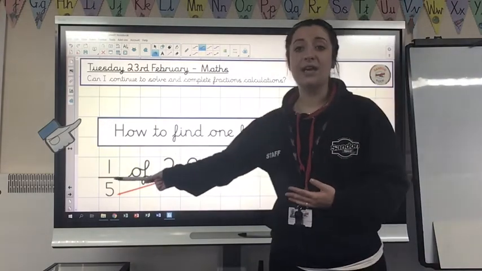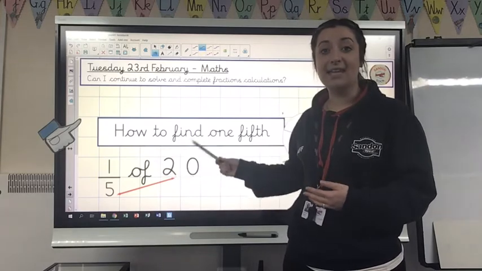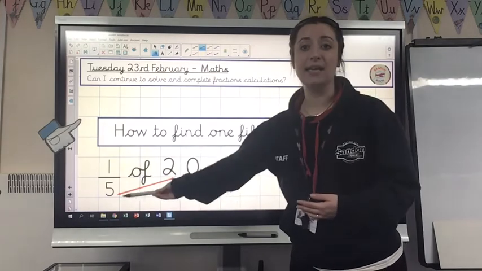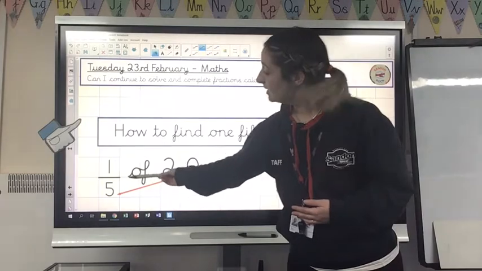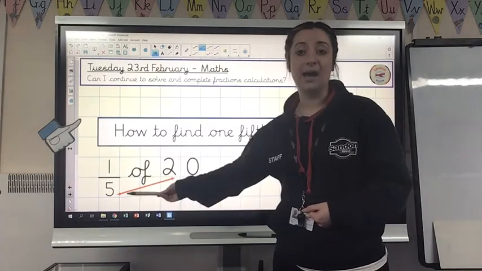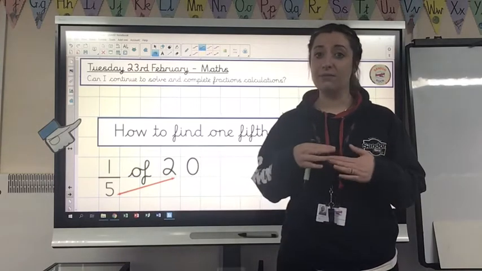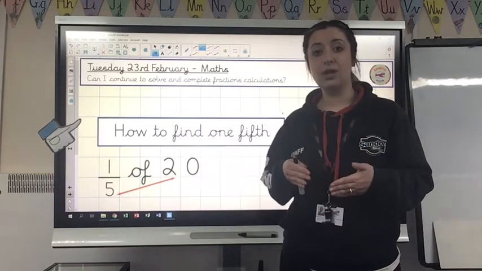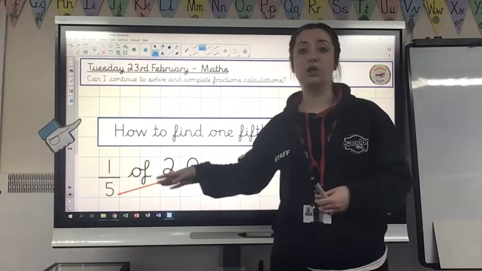So if I wanted to find 1/5 of 20, I need to divide 20 by the denominator. What number's my denominator? It's 5. So I need to divide 20 by 5. Now I can use the inverse and use my times tables to find out how many 5s go into 20.